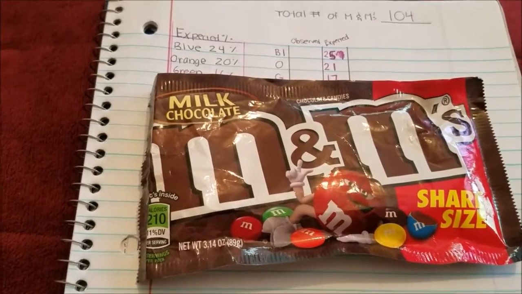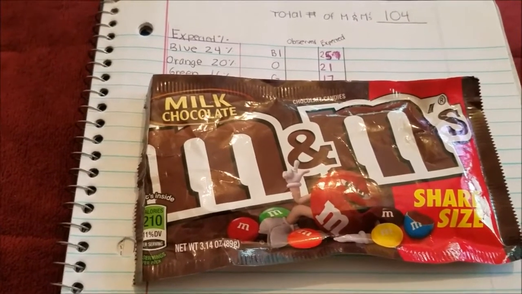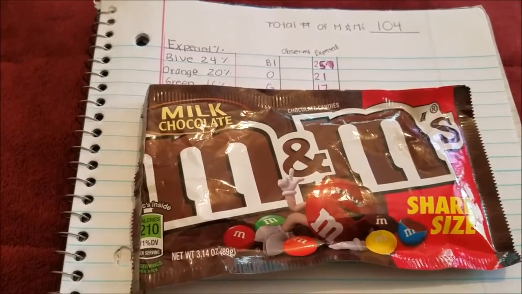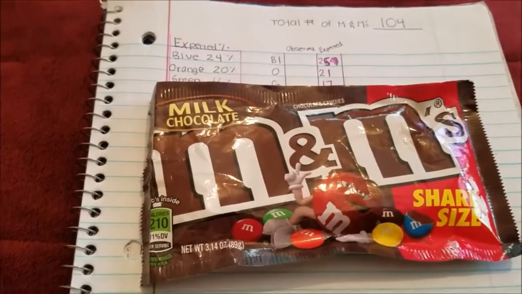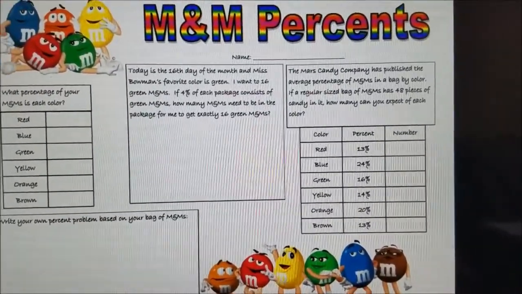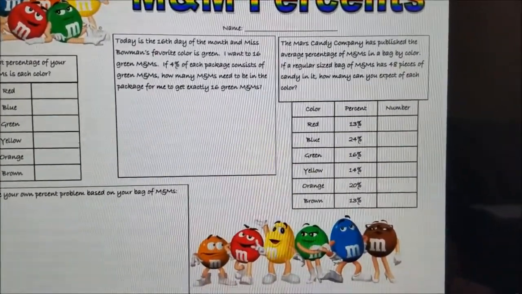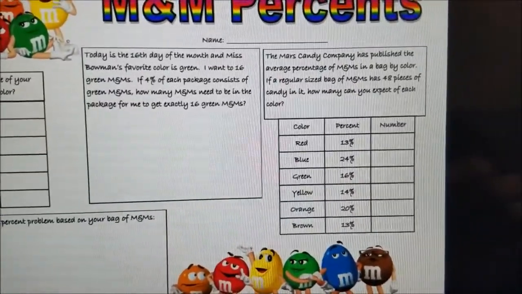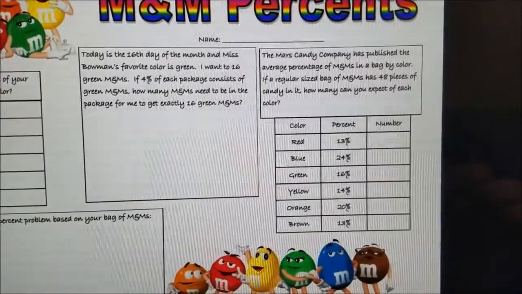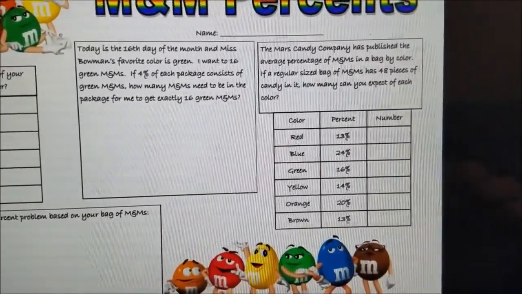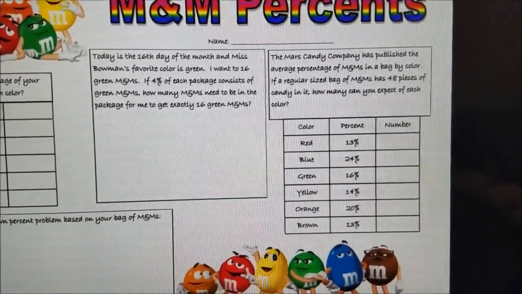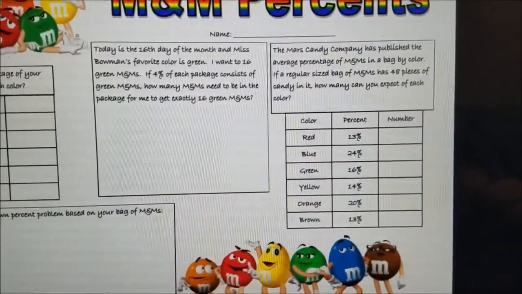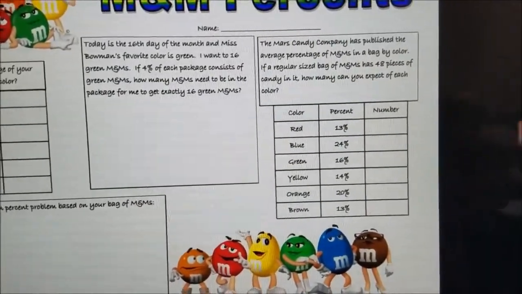So, in the year 2008, the M&M company actually released a distribution of what the colors in an M&M bag should look like. I found this online, and what it says is that the Mars company has published the average percentage of M&Ms in a bag by color. If a regular sized bag of M&Ms has 48 pieces of candy in it, how many can you expect of each color? Here is the distribution.